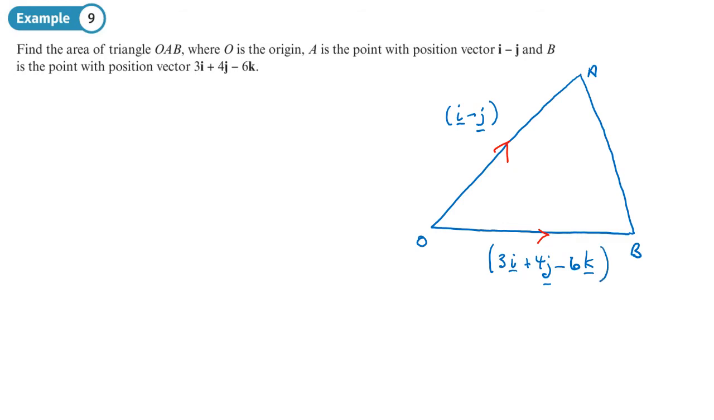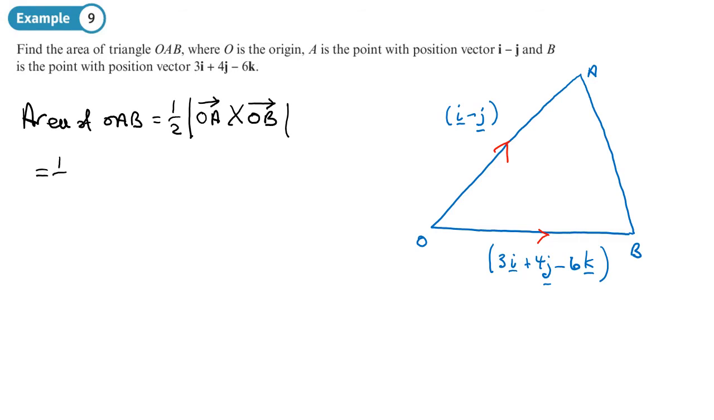Okay, so the area of OAB, this is where we do half times the cross product of the vectors that take us from O to A and from O to B. That's like my A and B in the original formula. So that's going to be half times... Now the easiest way to do the cross product is using determinants. So i, j, k. OA is i minus j and 0k. And OB is 3, 4, negative 6.